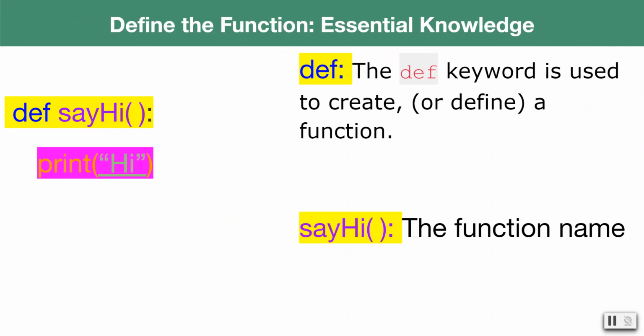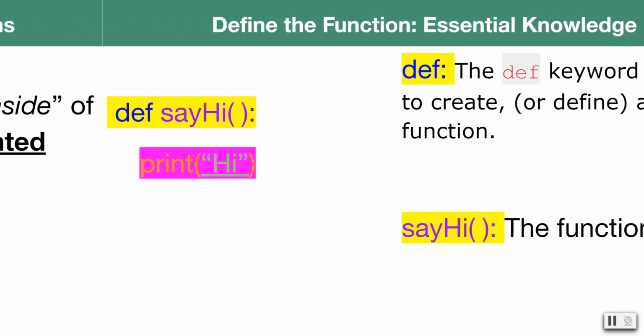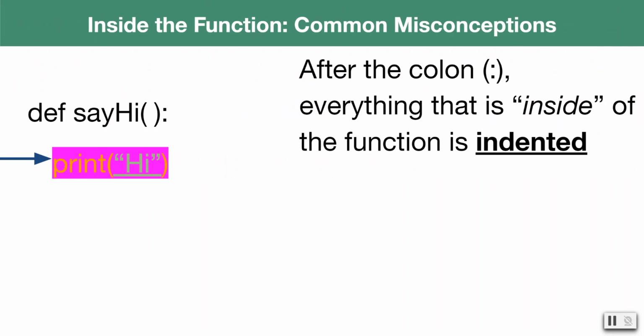Essential knowledge here: def, the keyword, is used to create or define a function, and say_hi is the function's name. Now that you know that, we can create a simple function with the keyword and the name, and now we're going to look at some common misconceptions.